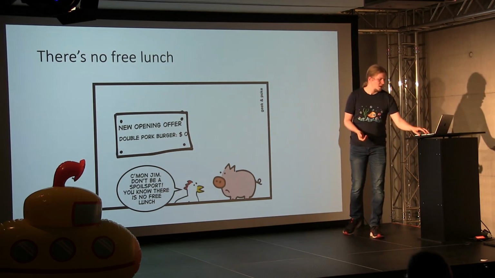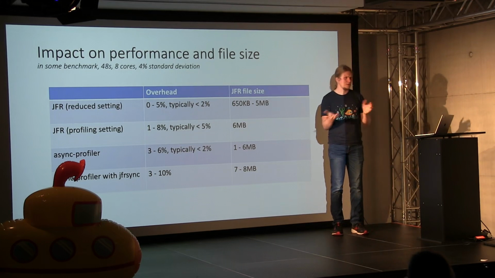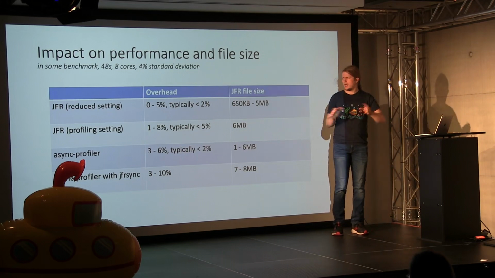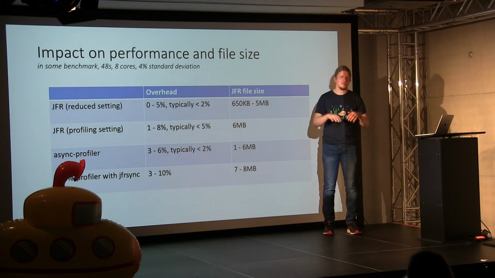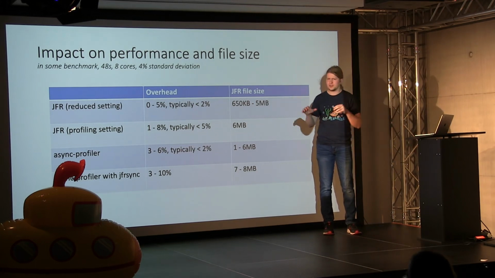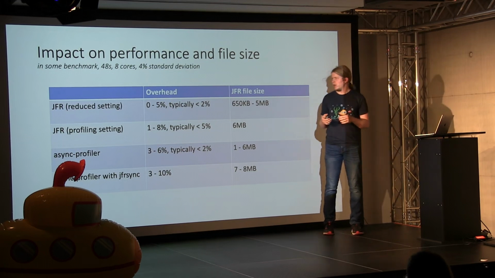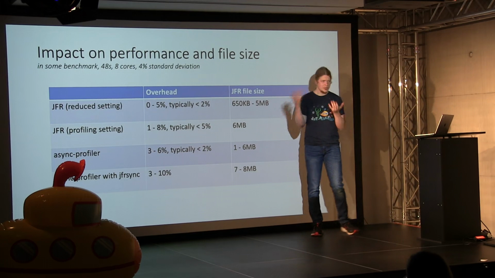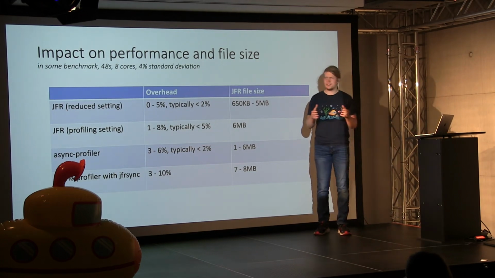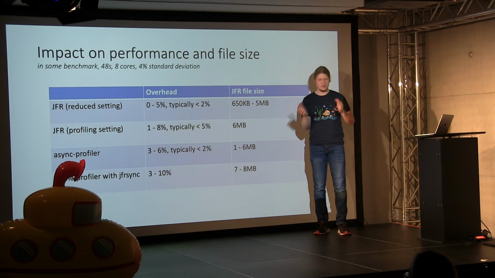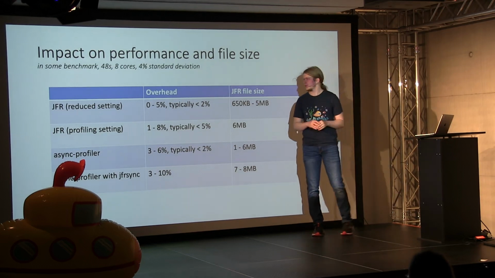So I just ran a benchmark. It's a benchmark based on Capo, a common benchmark suite, and it took around 48 seconds on an 8-core machine, and it has a quite high standard deviation, so there's a bit of noise in the measurement. I tried JFR with reduced settings, like for running over longer times, and you have an overhead in my example between 0 and 5%, but it's typically around or lower than 2% in the literature.